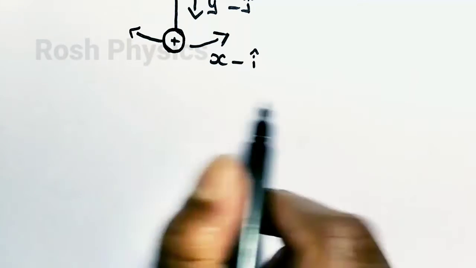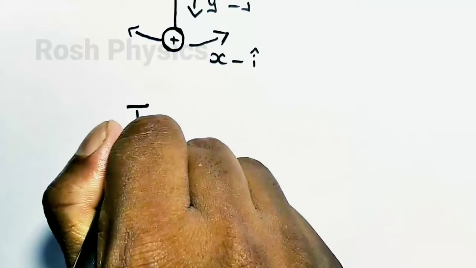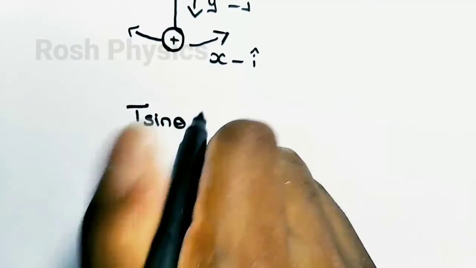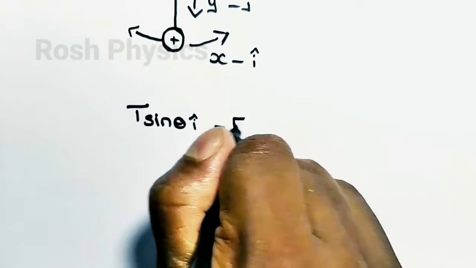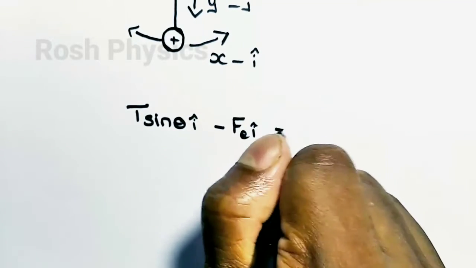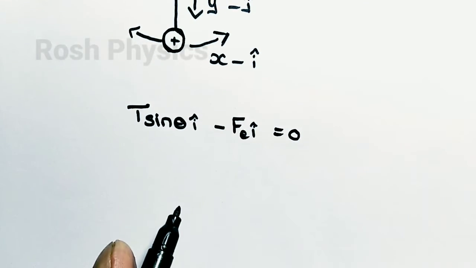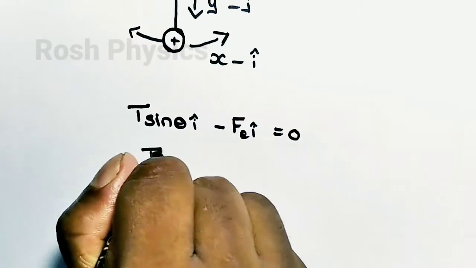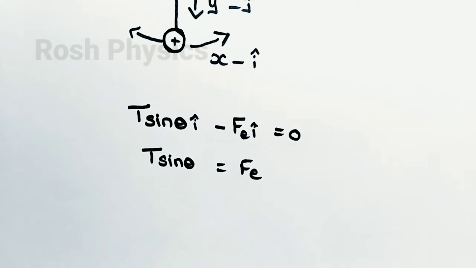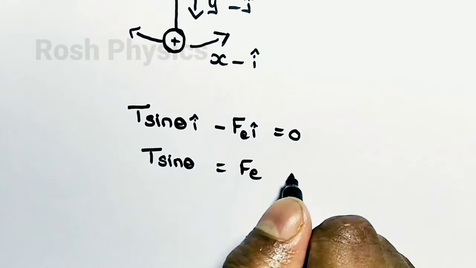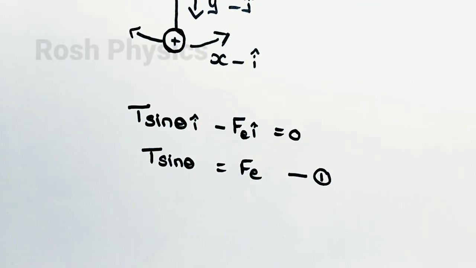First I am using the x axis. In the x-axis we all know that the acceleration of the charged sphere is 0. So by Newton's second law, F total is equal to ma. The tension of the string may be T sin theta in i vector, because it is on the x-axis only, minus the force acting in the x direction, is equal to 0. So T sin theta is equal to the electrostatic force Fe, and that is the first equation.